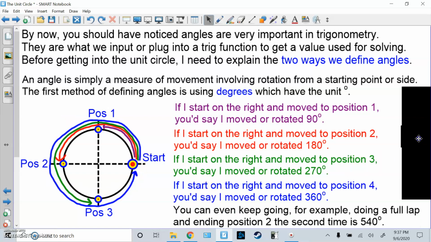Right now you can keep going. You can do a full lap and a half. So if you go all the way around and keep going all the way to 2, that is 540 degrees. So if you know every box is 90 degrees, I'll say. And there are degrees in the middle as well.